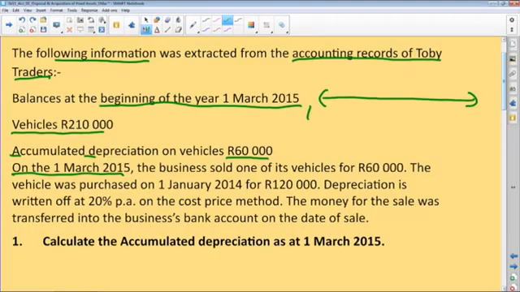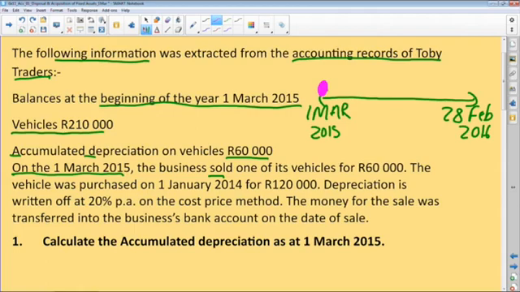So I'm doing just that. So this financial year started on the 1st of March 2015, and then obviously ends on the 28th of February 2016. So in terms of the information that I've got, on the 1st of March 2015, the business sold one of its vehicles for 60,000. So immediately, just going to change the color of my pen here, I want to clearly indicate to myself, I'm now working with an asset disposal at the beginning of the financial year.